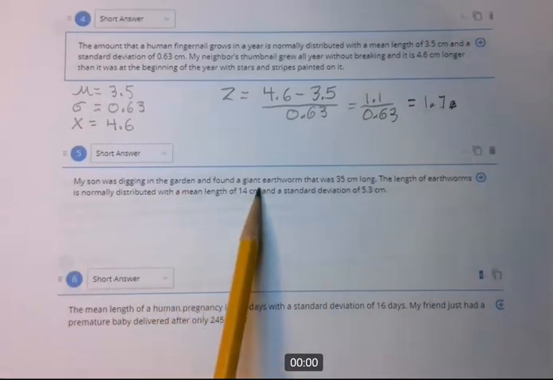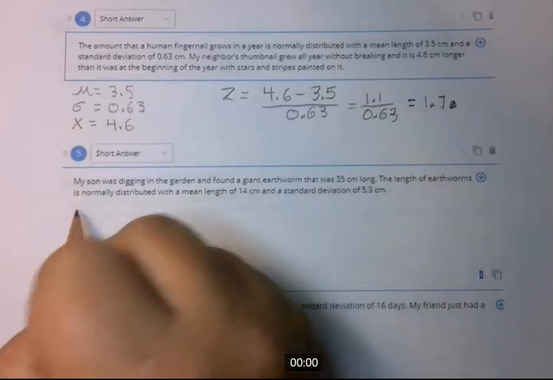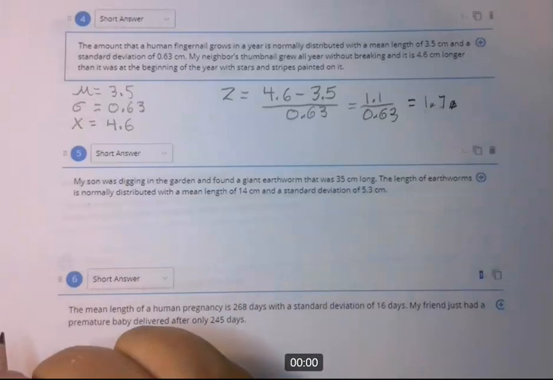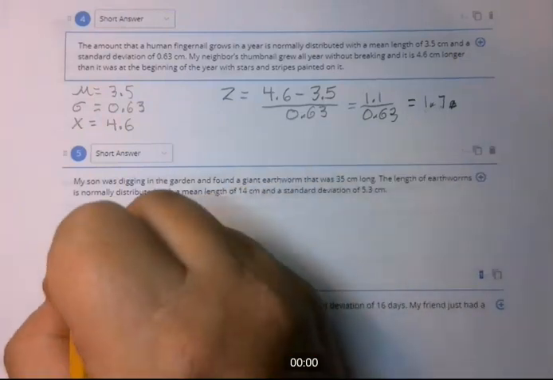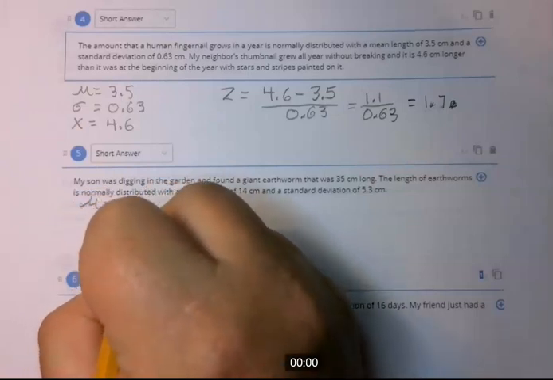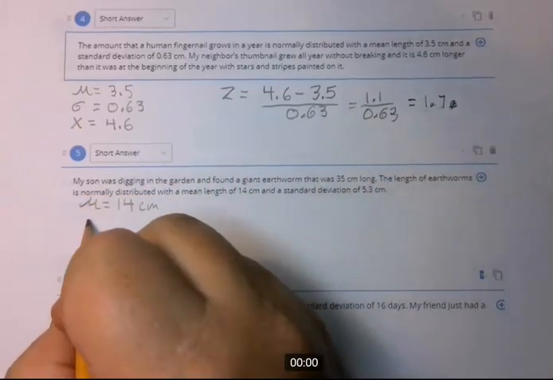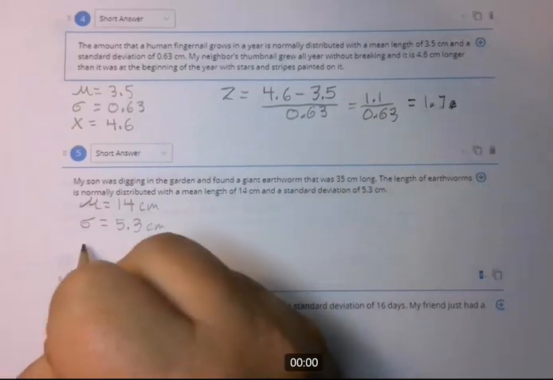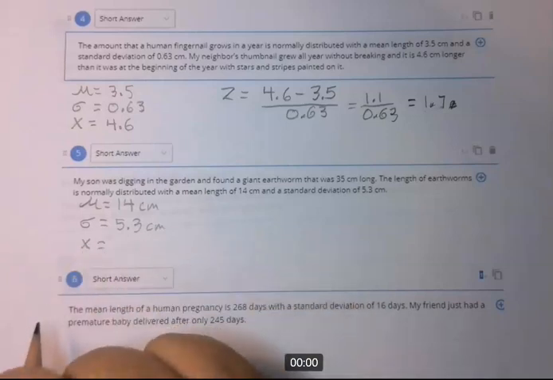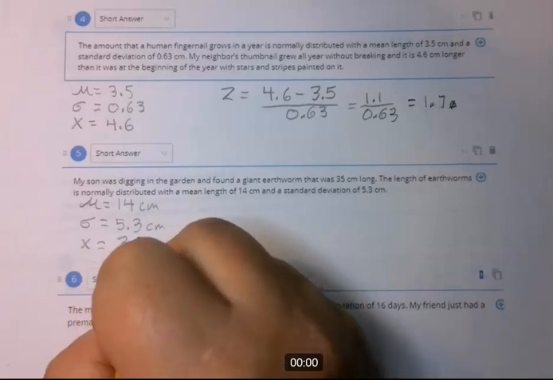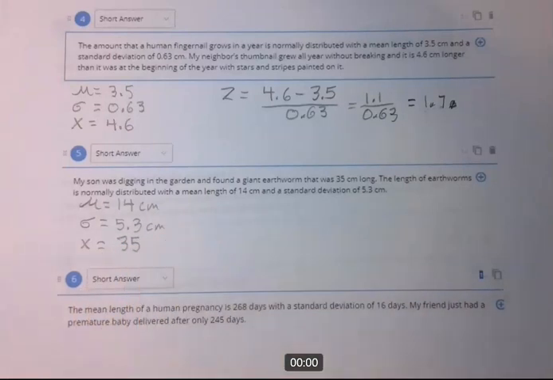Okay, my son was digging in the garden and found an earthworm that was 35 centimeters long, so that's the X. The length of earthworms is normally distributed around a mean of 14, so the mean, and the standard deviation 5.3. And that earthworm was 35. Okay, so again, we're getting these what are called outliers. They're just way out of the norm here.